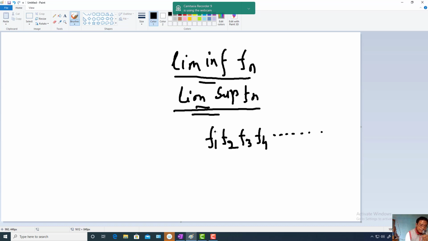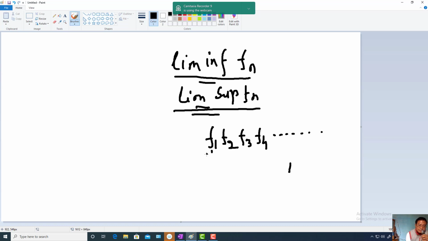All right, then you evaluate the value of this function f1 at the point 1, f2 at the point 1, f3 at the point 1, f4 at the point 1. Then what do you do? You find out the greatest one. So one value will be here, another value here, another value here. Out of these values you find out the greatest one, or the supremum. Let it be here somewhere. The greatest will be here.